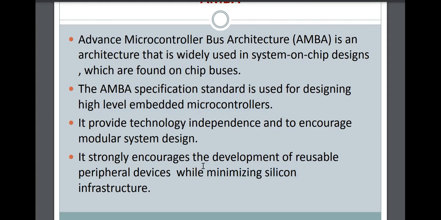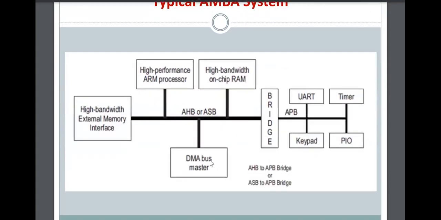Because it works at lower frequency, obviously it has a low number of signals, right? It cannot support all the features, only a limited number of features will work. So for connecting low-speed device components, we mainly use APB.